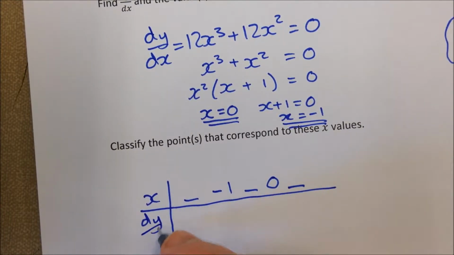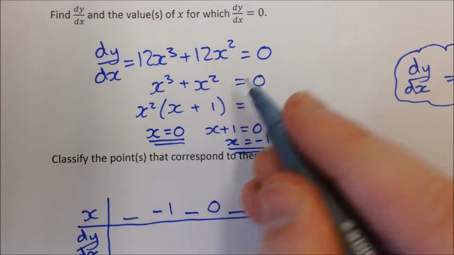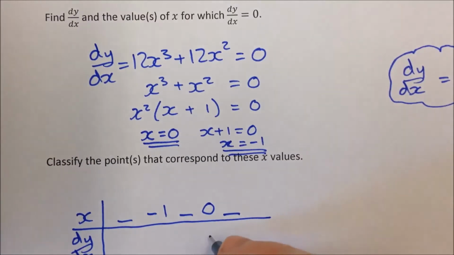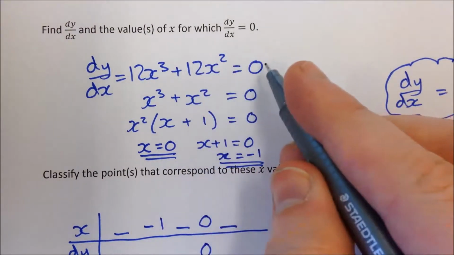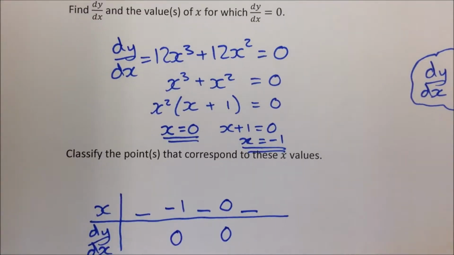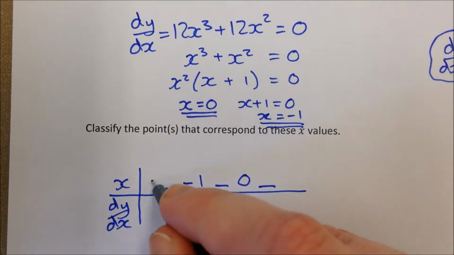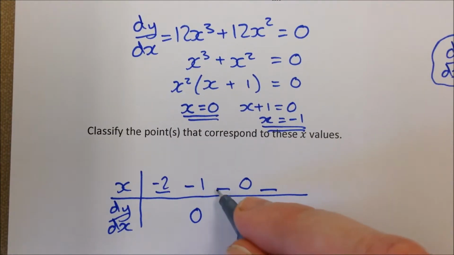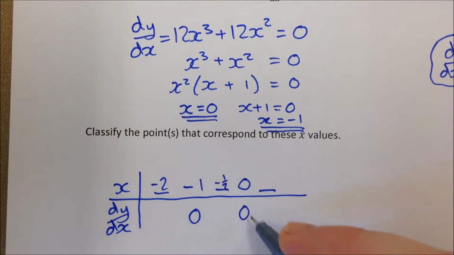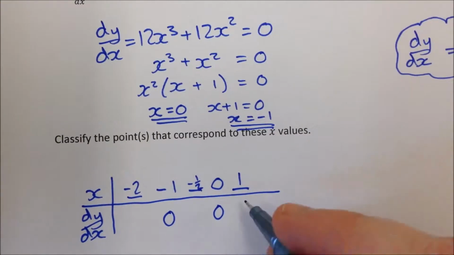So this is where we put our dy/dx's. We know that when x equals 0, dy/dx equals 0, so that is a 0 there, and we know that when x is negative 1, dy/dx is 0. So we need to find these other values here. I'm going to put something here, negative 2, say. This one here, well, something in between negative 1 and 0 is negative 1/2. And then something to the right of that, well, 1 is the best value I can think of for that.